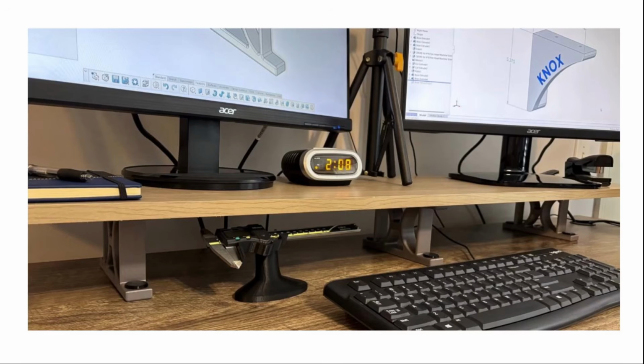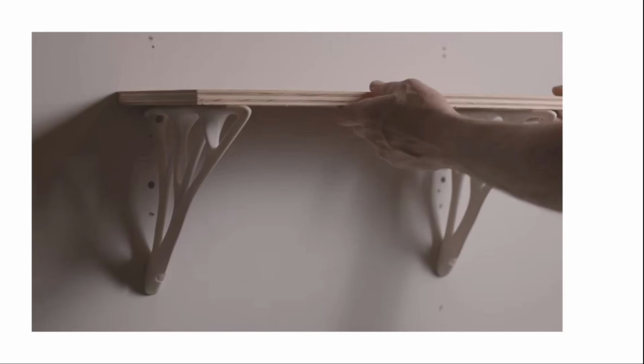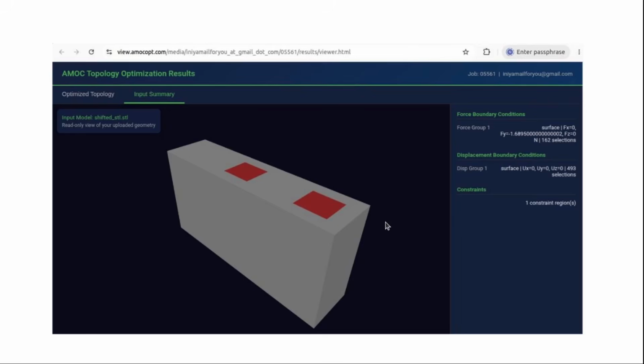Now, okay, so we shall solve a slightly different problem using Amoc. The same slab with two legs, but the slight change here is that instead of the legs being placed on the ground, they are clamped onto the wall, and we shall try optimizing the shape and topology of these two legs. We shall consider that the object being placed on that slab is approximately 10 kgs.